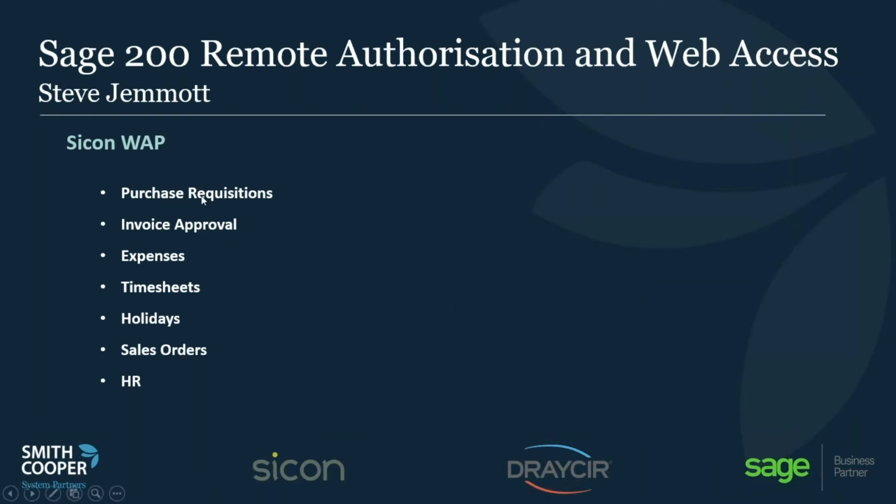So WAP is modular, and these are the variety of modules. Now, I'm not going to have time to go through all of these today, but certainly we'll look to brush on them. The top three are the most popular. So purchase requisitions, which we'll start with today.